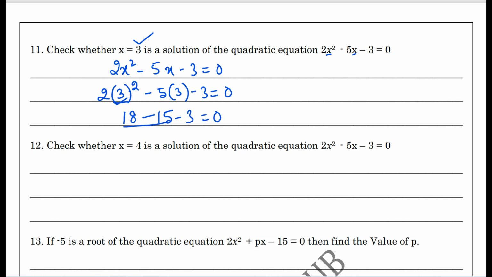Now 18 minus 15 is 3. Minus 3 equals 0. What is 3 minus 3? It is 0. Now we have got 0 equals 0. That means it is a solution. x equals 3 is a solution. We can write the statement: x equals 3 is a solution.